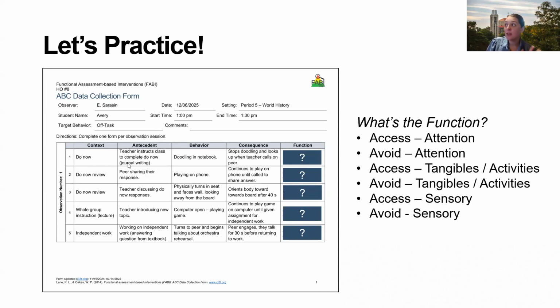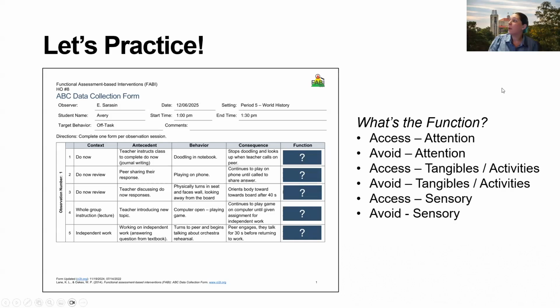The teacher instructs the class to work on their do now. It's a journal writing. The student is doodling in their notebook. And the consequence is they stop doodling, they look up when the teacher calls on a peer. What is the function of that behavior, of the doodling?